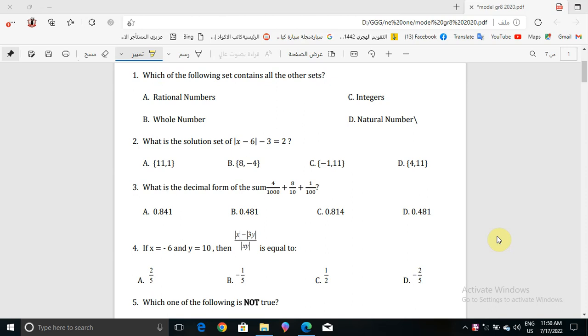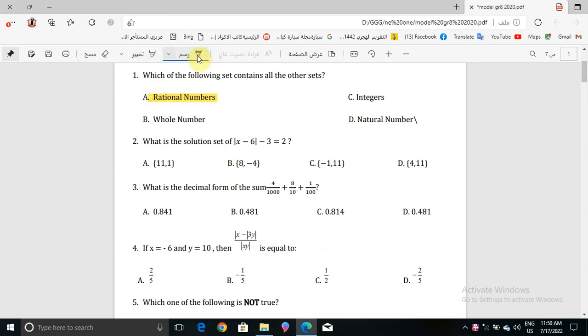Now let's start with the first question in this model. Which of the following sets contains all the other sets? Is it rational numbers, whole numbers, integers, or natural numbers? Of course, the correct answer will be rational numbers.